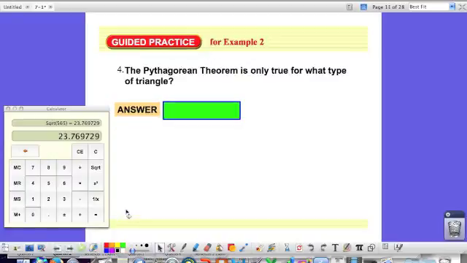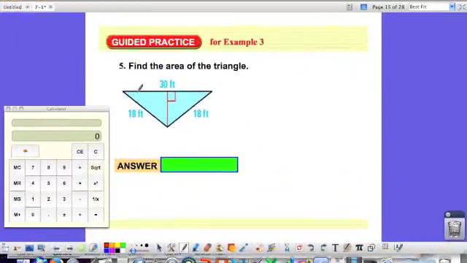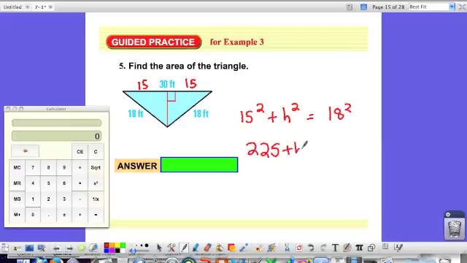And another guided practice. The Pythagorean theorem is only true for what type of triangle? It is only true for a right triangle. For this one, it's an isosceles triangle. If this is 30 feet, this is 15, this is 15. 15 squared plus the height squared equals 18 squared. 15 squared is 225 plus h squared equals 18 times 18, which is 324.